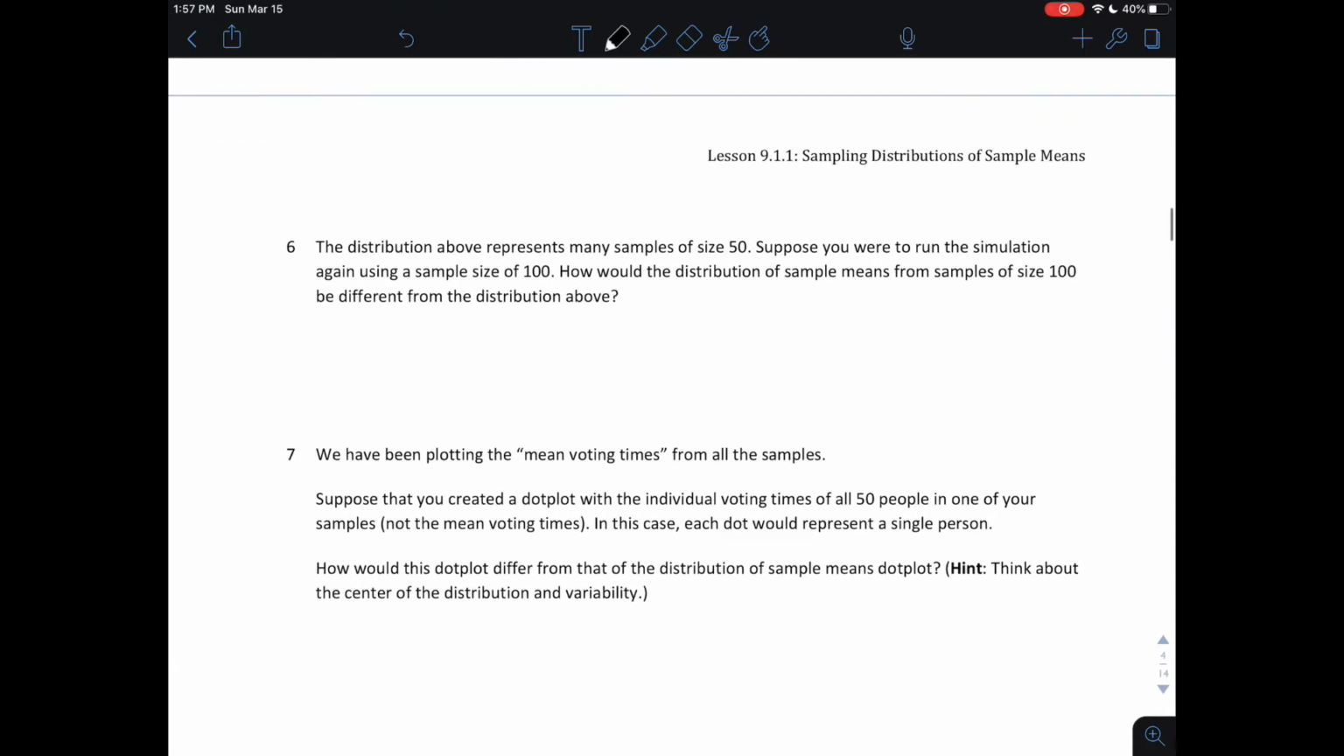Number 6. The distribution above represents many samples of size 50. Suppose you were to run the simulation again using a sample size of 100. How would the distribution of sample means from samples of size 100 be different from the distribution above? Again, just like we saw in earlier pictures, the distribution would be narrower, and it would have less variability.